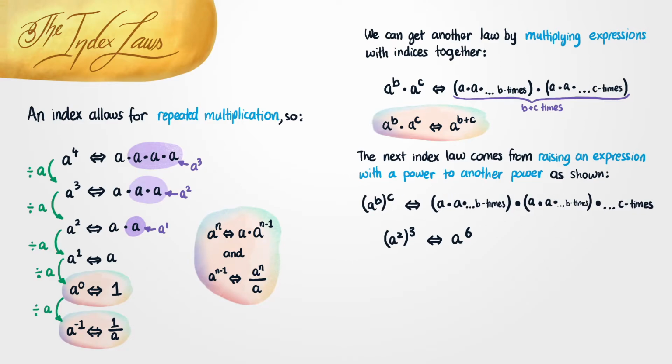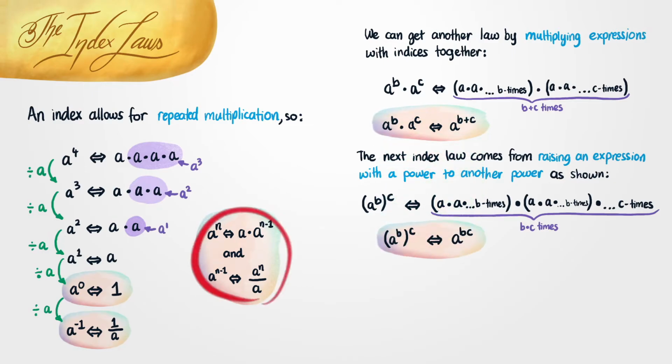Now in this bracket over here, I've multiplied a by itself b times. Then in this bracket, I've multiplied a by itself another b times. And then I'm going to repeat this c more times. So in total, I'm going to have b times in each bracket and then c groups of brackets. So that means I have b times c total a's. And therefore we can say that a to the power of b to the power of c is going to be the exact same thing as a to the power of b times c.